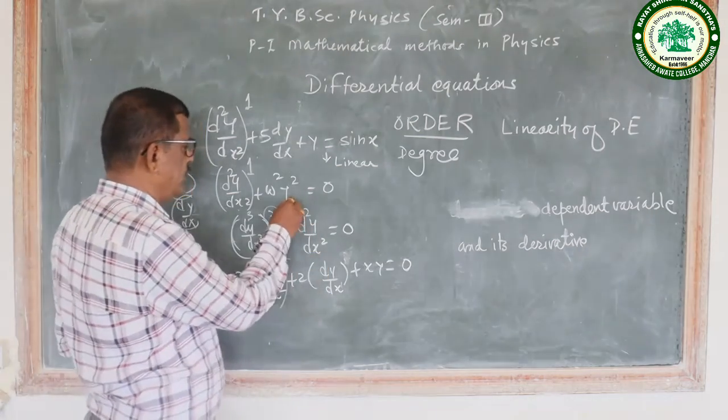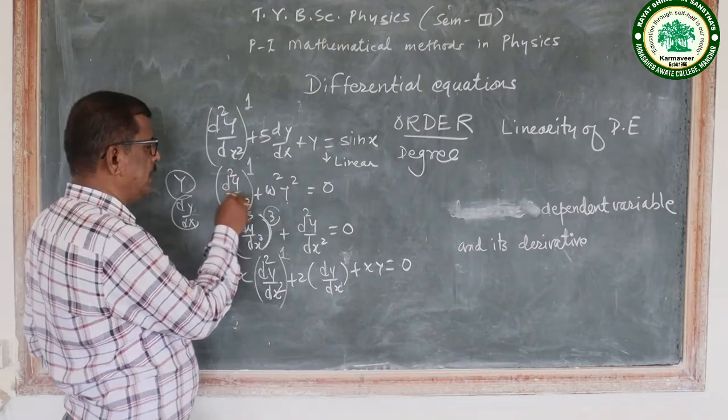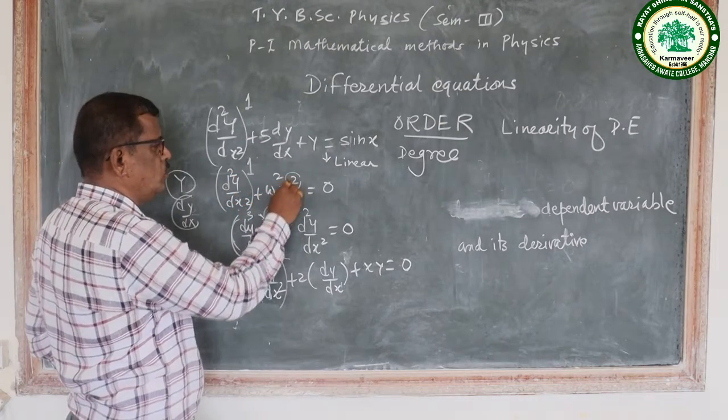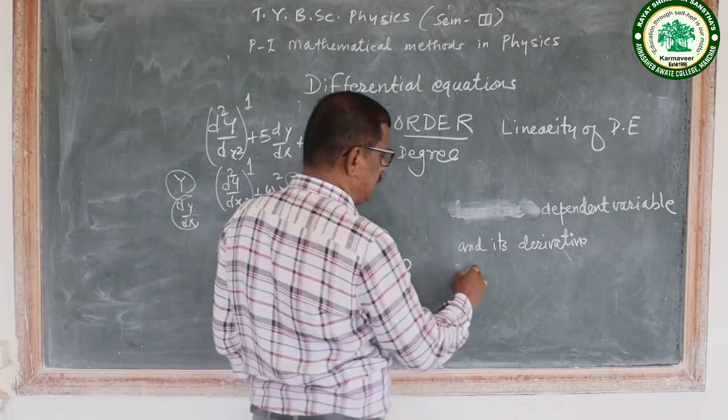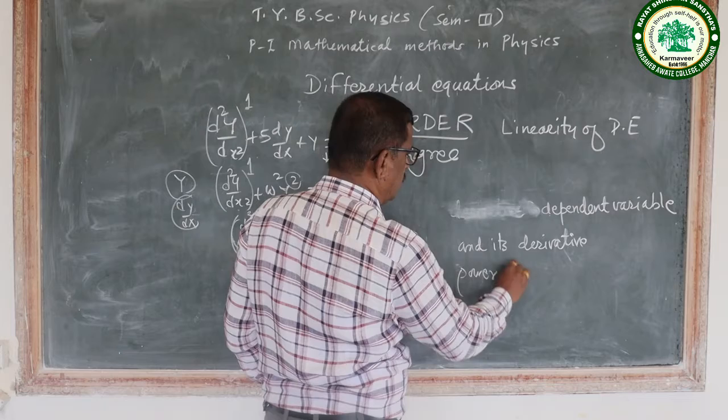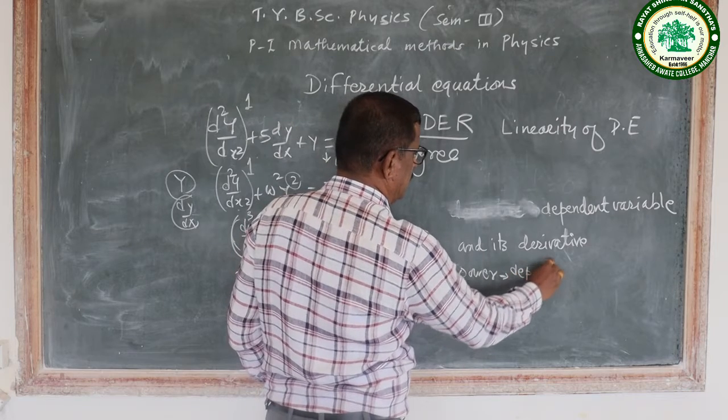Again, in this equation, here d2y by dx square plus omega square y. Here y is raised to 1. Here the dependent variable is there and there is no power on that dependent variable.